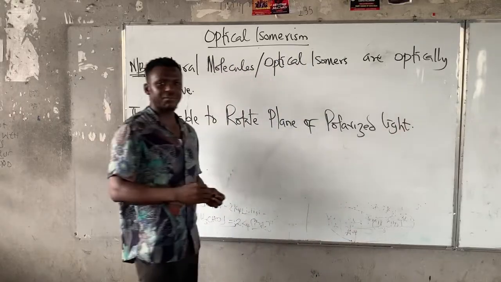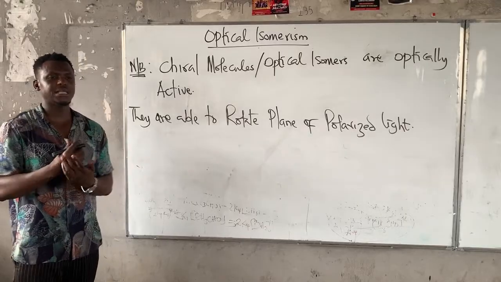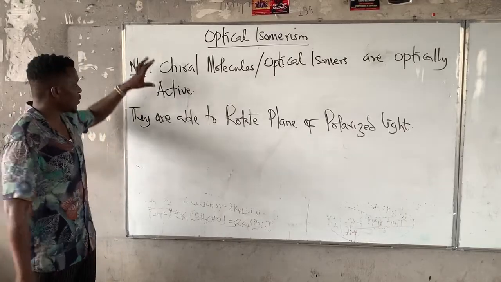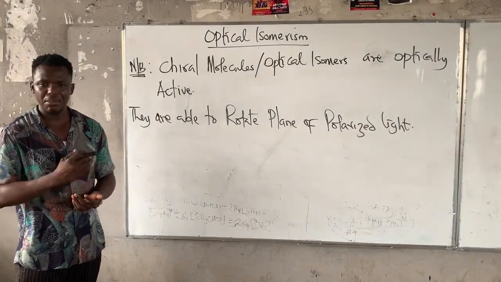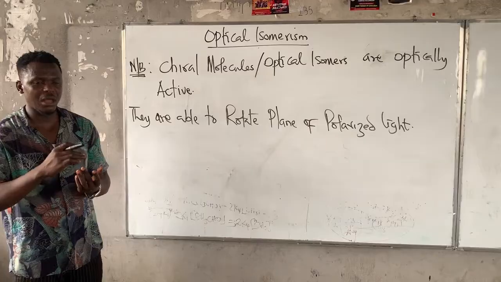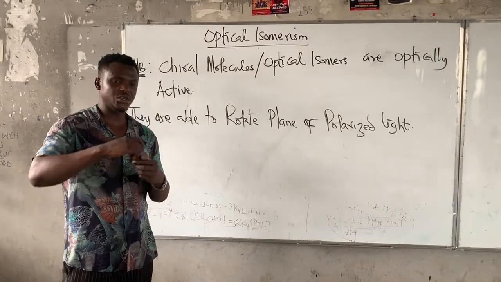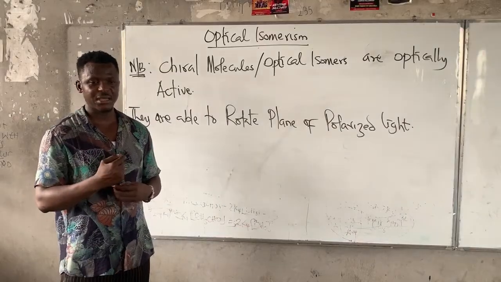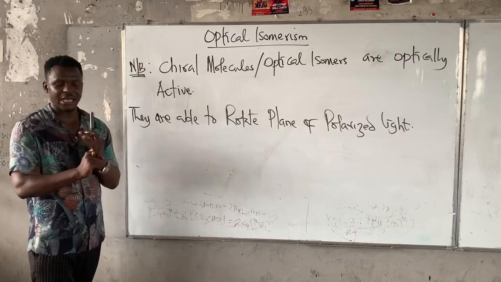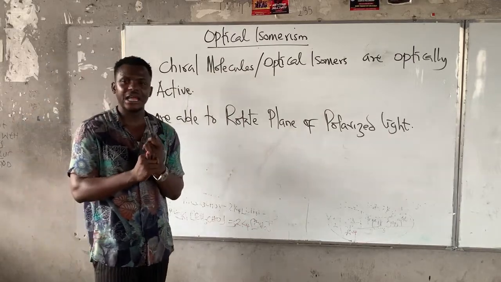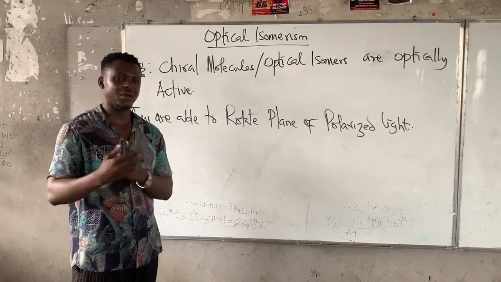Just imagine somebody asks: what does it mean for a chiral molecule to be optically active? It's very simple. For something to be optically active means that it has an effect on light, not just any light, but plane polarized light. If plane polarized light is channeled into a chiral compound, that compound is going to change the direction of the light, thereby rotating that light. So the first point is that optical isomerism is exhibited by compounds that rotate plane polarized light.